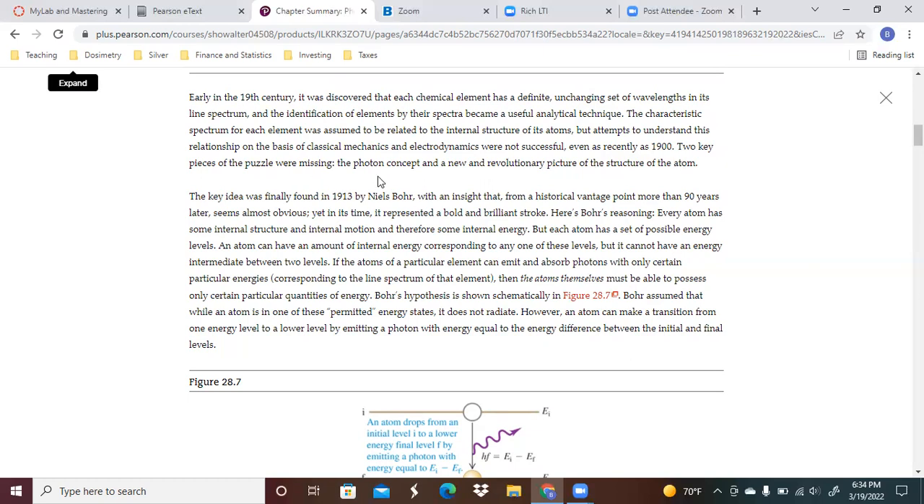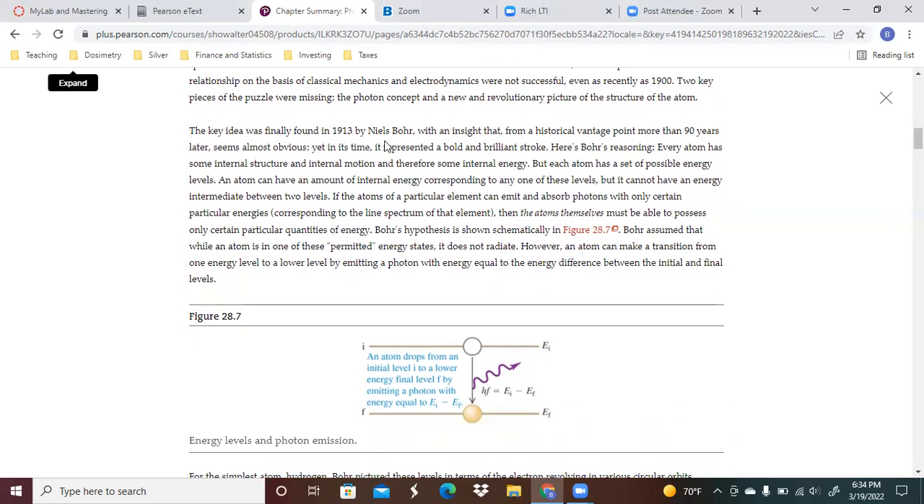So two key pieces of the puzzle were missing: the photon concept and a new and revolutionary picture of the structure of the atom. It finally took Niels Bohr in 1913, with an insight that from a historical vantage point more than 90 years later seems almost obvious. Every atom has some internal structure and internal motion, and therefore some sort of internal energy. Each atom has a set of possible energy levels. An atom can have an amount of internal energy corresponding to any one of these levels, but it cannot have an energy intermediate between two levels. In other words, it's discrete. It can't be somewhere in between.